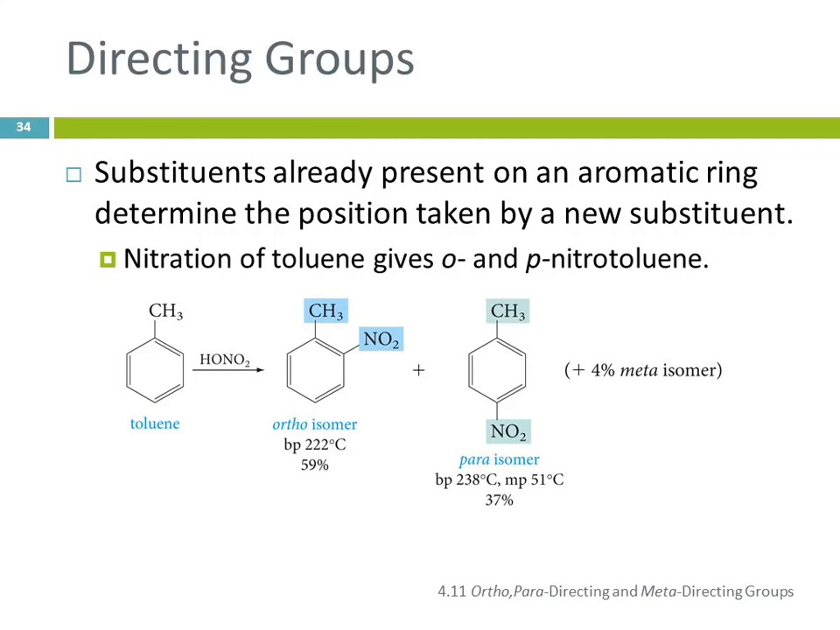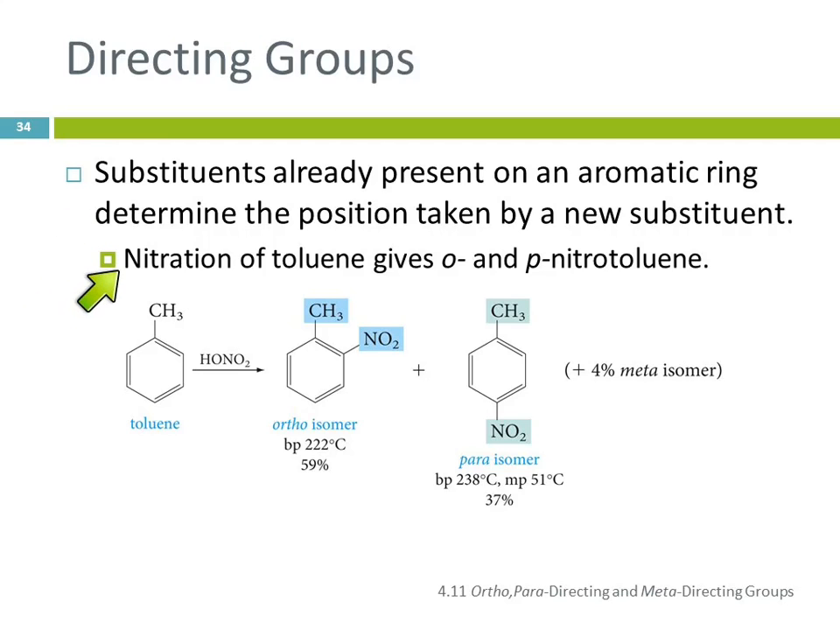We were just talking about ring activating and deactivating groups. And then these groups can also cause an effect where they direct the position of another thing that's being substituted. So substituents that are already on the ring determine the position that's taken by a new substituent.